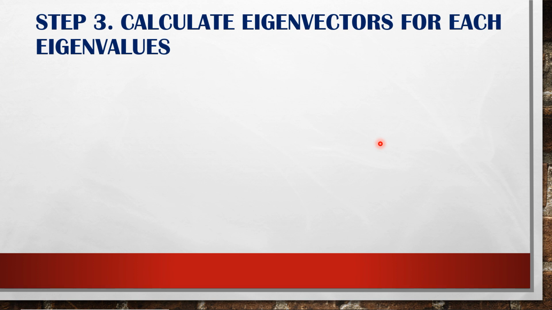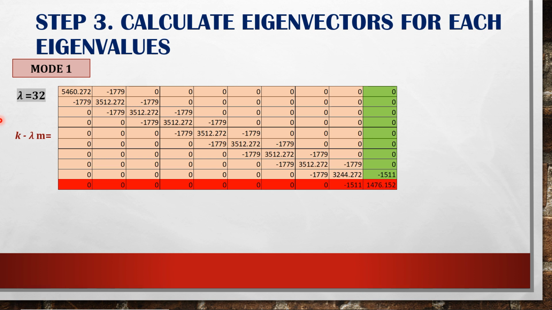Step 3, calculate the eigenvectors for each eigenvalue. So, using the eigenvalues we determined earlier, we can now solve for the eigenvectors. Let's proceed to mode 1, for lambda equals 32, or the eigenvalue equals 32. This is our matrix wherein the characteristic equation was plugged in. Here is the 5,560 minus lambda times 1,429 from our equation. We will just plug in our lambda of 32 here, then this will be the result.